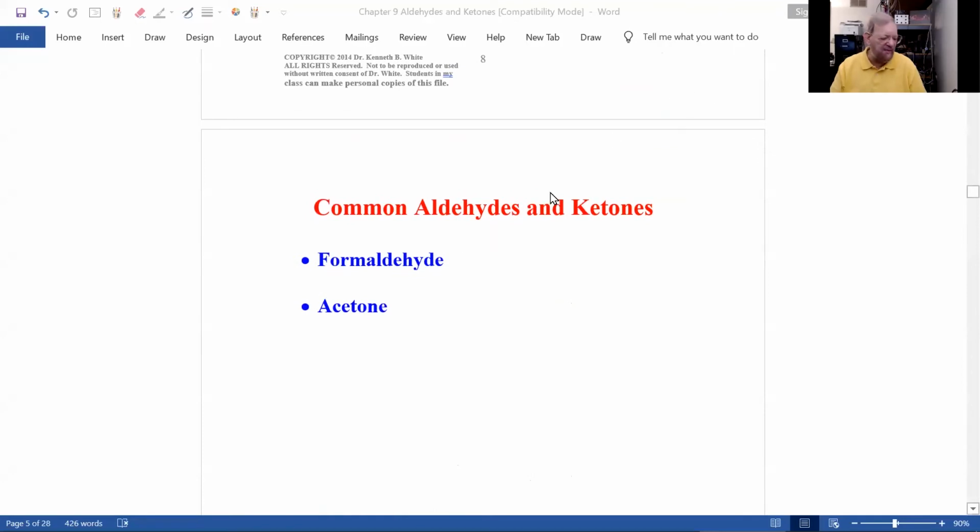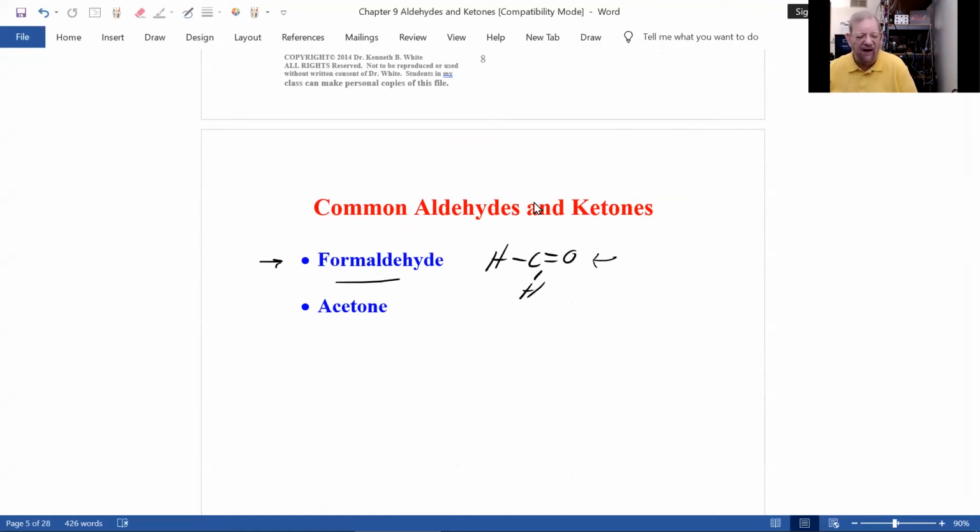Now, there are two common names I would like you to know. The first one, the simplest aldehyde, is called formaldehyde. Nobody ever calls this methanal. It's called formaldehyde. In Alaska, I worked at a company that was the world's largest producer of formaldehyde in the United States, and I think even the world. And this is formaldehyde.